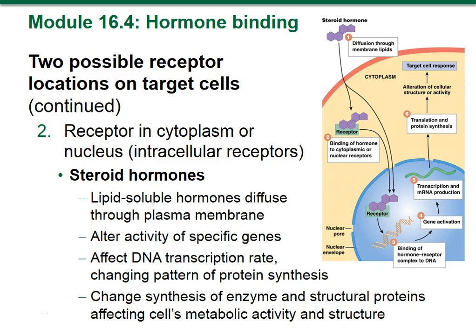It alters the activity of specific genes in this case. It affects the DNA transcription rate, and it changes the pattern of protein synthesis. So you'll recall that transcription has to do with turning the DNA into messenger RNA, and then we turn messenger RNA into proteins through translation. So again, the way steroid hormones are working is by affecting the DNA. So that's a little bit different than the previous hormones we were talking about.